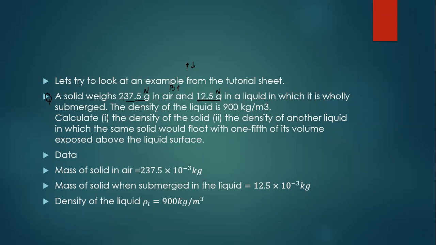Now this is how much it was wholly submerged in the liquid, all right? The density of the liquid is given by this much, and here we have been told to calculate. So what are we being told to calculate? Calculate the density of the solid. We have also been told to calculate the density of another solid in which this same object would float with 1/5 of its volume exposed above the liquid surface.